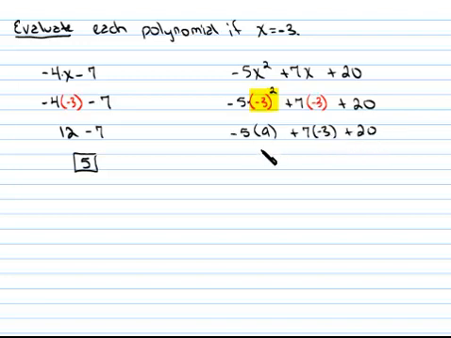Let's keep going. -5 times 9 is -45 plus -21, or you could have just put -21. It'd be the better thing to do later. Plus 20. Now it's just add. -45 plus -21 is -66 plus 20. That would be -46 would be our result.